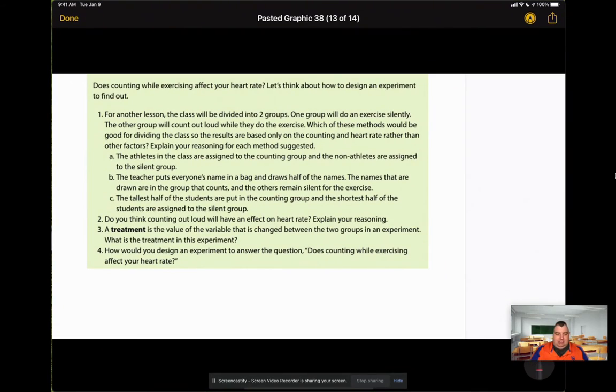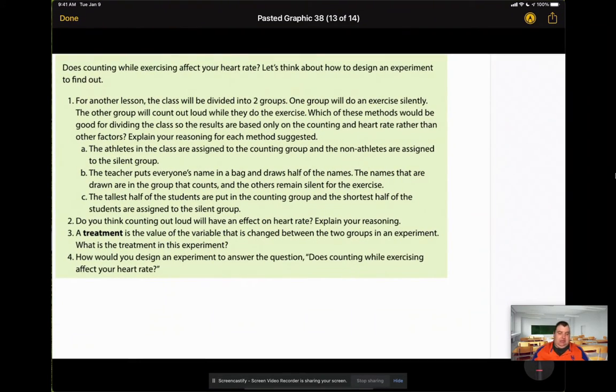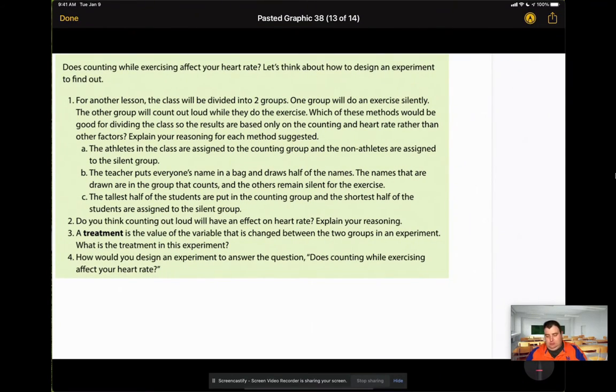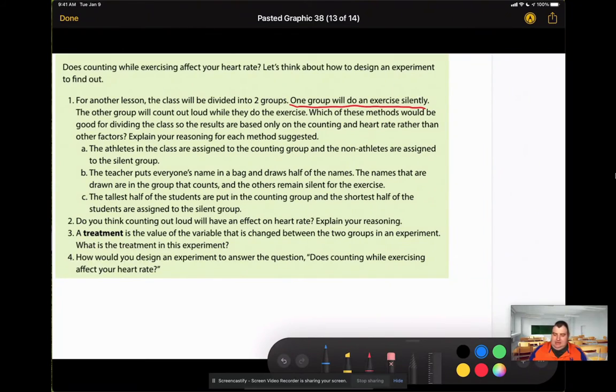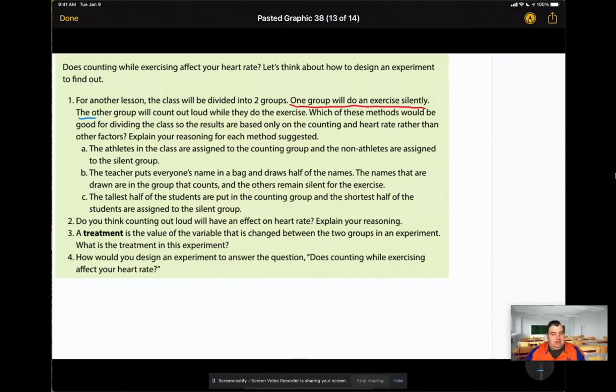I am going to actually answer most of these questions verbally, so you want to make sure you pay attention as I'm going through these. So, does counting while exercising affect your heart rate? Let's think about how to design an experiment. For another lesson, the class will be divided into two groups. One group will do an exercise silently. So that's one group. Okay. The other group will count out loud while they do the exercise.